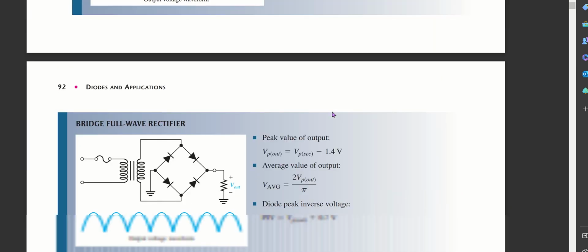So this was a bit of explanation which I could do about examples and DC power supplies.